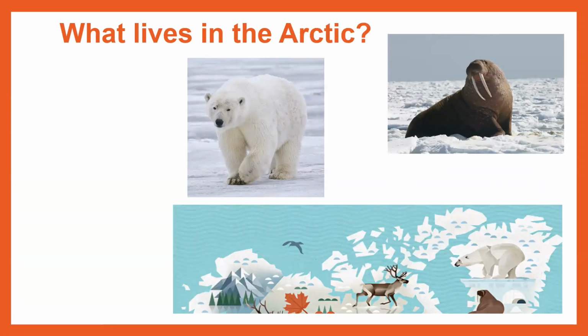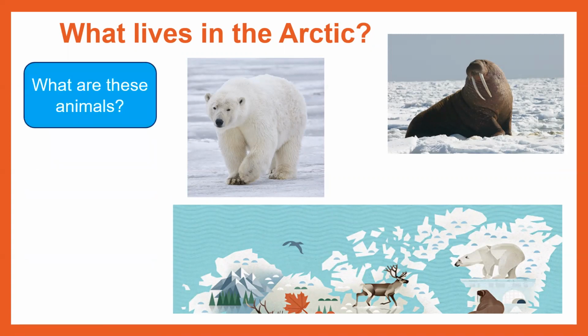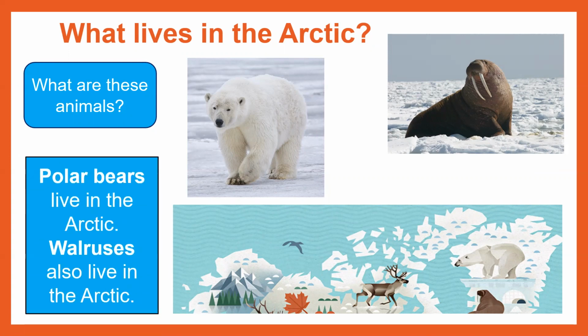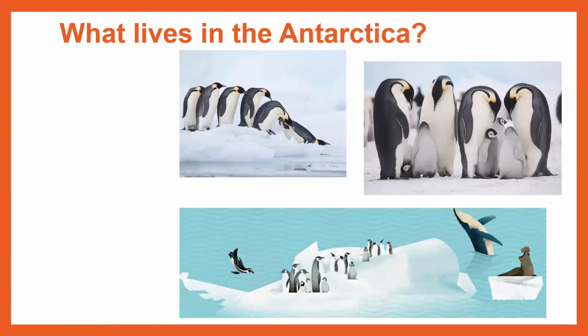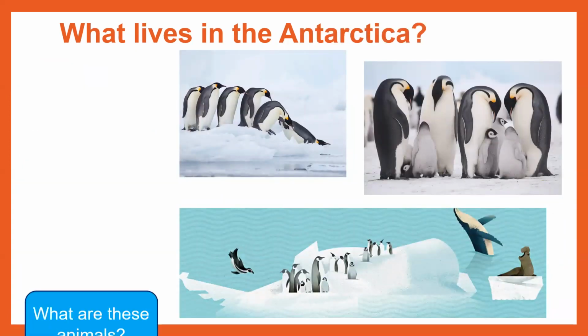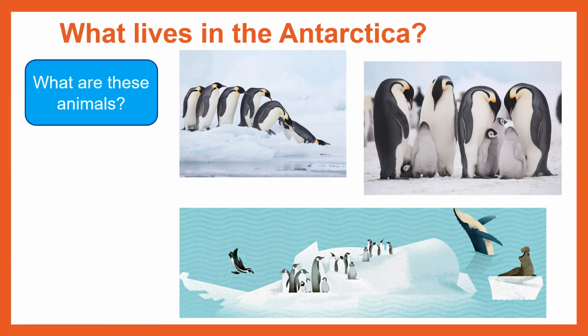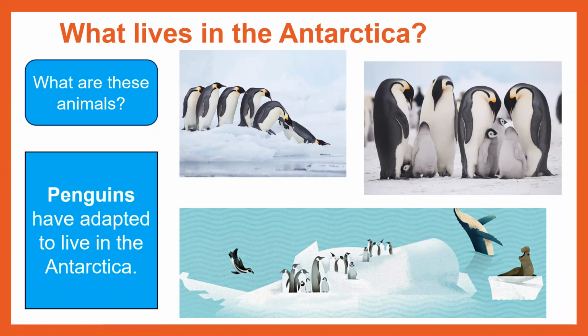What lives in the Arctic? What are these animals? Can you name them? That's right. They are polar bears and walruses. Polar bears live in the Arctic. Walruses also live in the Arctic. What lives in Antarctica? Can you name this animal? Well done. Penguins. These are penguins.